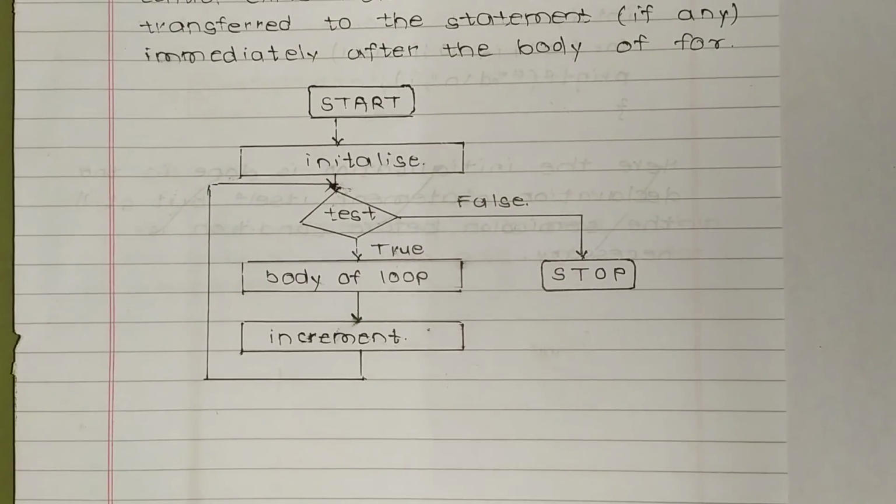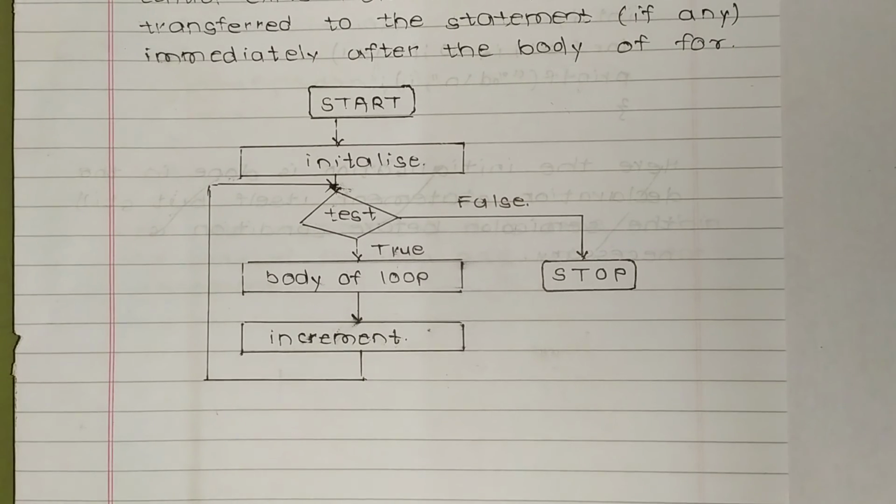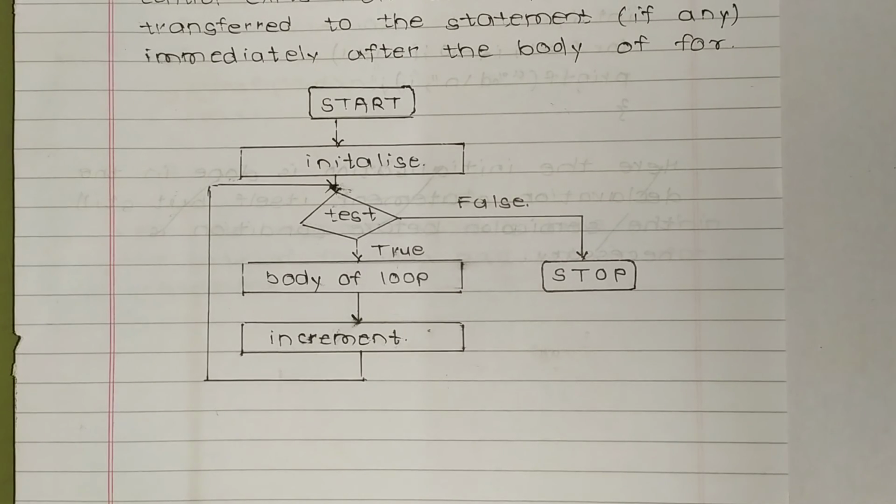So this is a flowchart for the program. First is start, now initialize, now test. If the condition is false, then stop. If it is true, then body of loop and then increment. And after incrementation, again test. So this is the flowchart for the program.